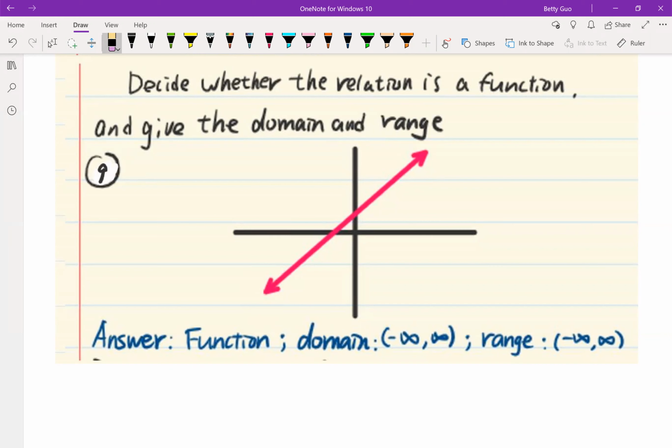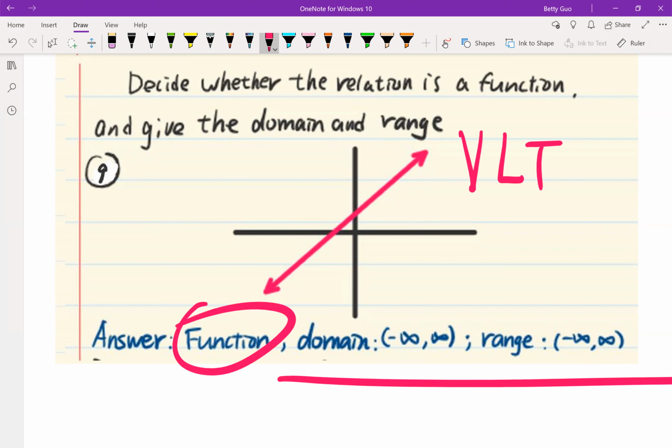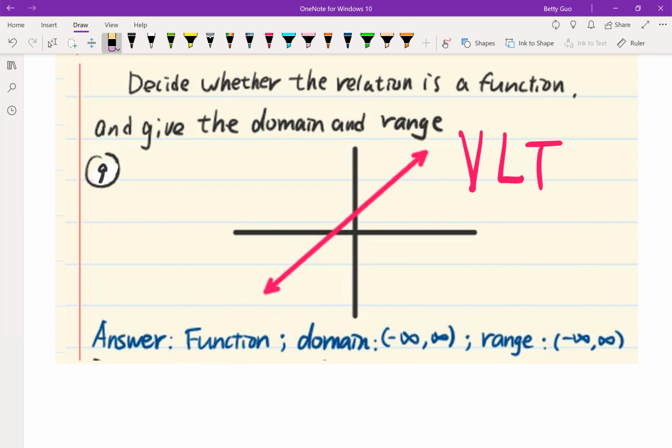Do you remember we have a technique called the vertical line test, right? So apply the vertical line test and tell me, is this graph a function or not? Yes. And what's the domain and the range? Try to understand, the domain is all real and the range is all real as well for a straight line. Okay? Because horizontally, the line extends in both directions indefinitely. Vertically is the same thing. So all the real numbers. The domain is all real, the range is all real as well.